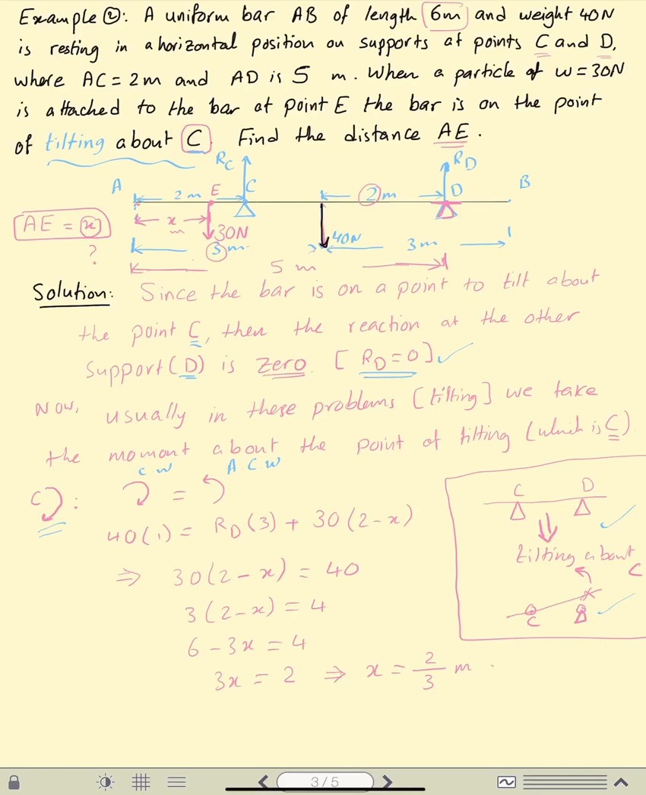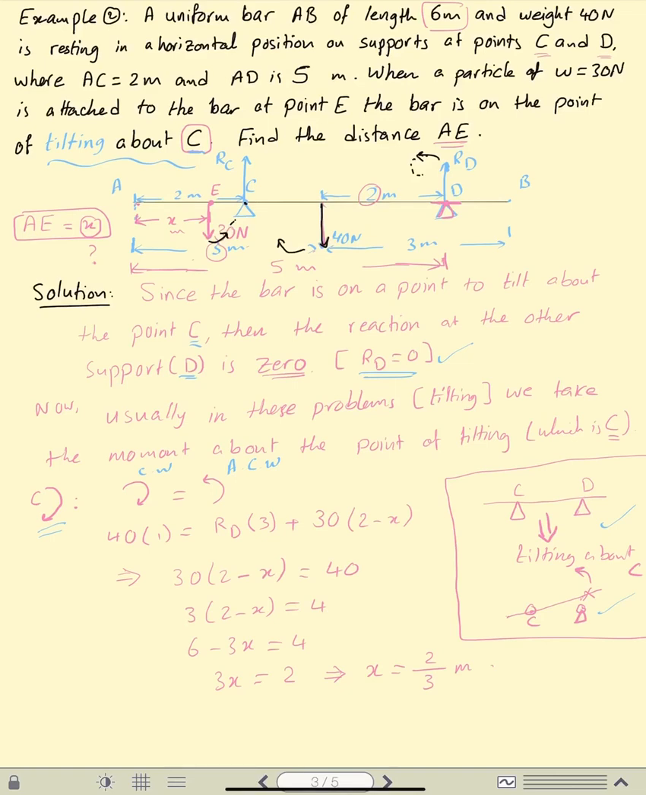About C, so this will happen clockwise. Do you see it? Do this in the exams. And we have force from here, and we have this one. For the 30 newtons, it is anti-clockwise, and for the RD it is anti-clockwise about C.